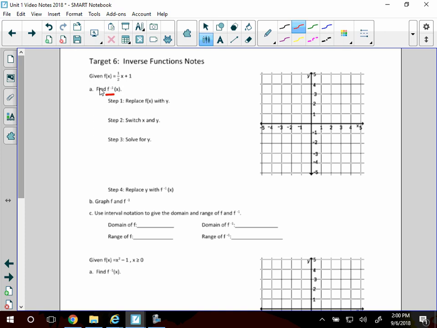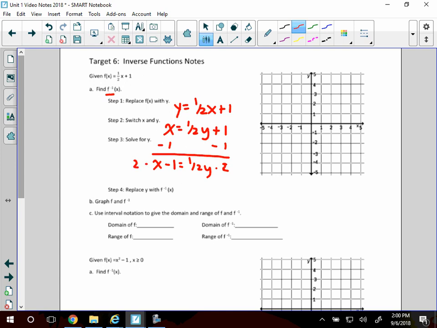So I'm going to replace f of x with y. So this equation will become this. Now I'm going to switch the x and the y values. And I'm going to solve for y. That means I want to get y by itself. So to do that, I'm going to subtract 1. And then to get rid of the 1/2, I'm going to multiply both sides by 2.